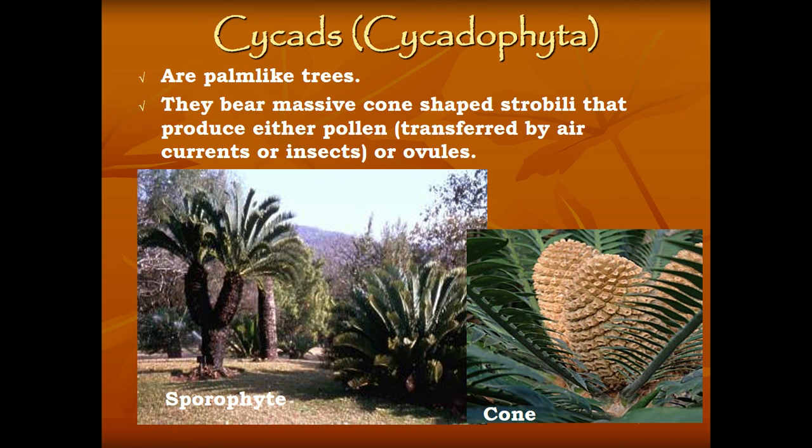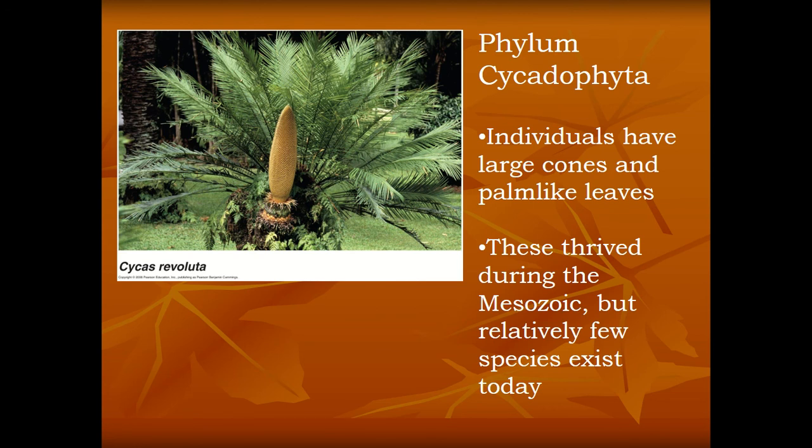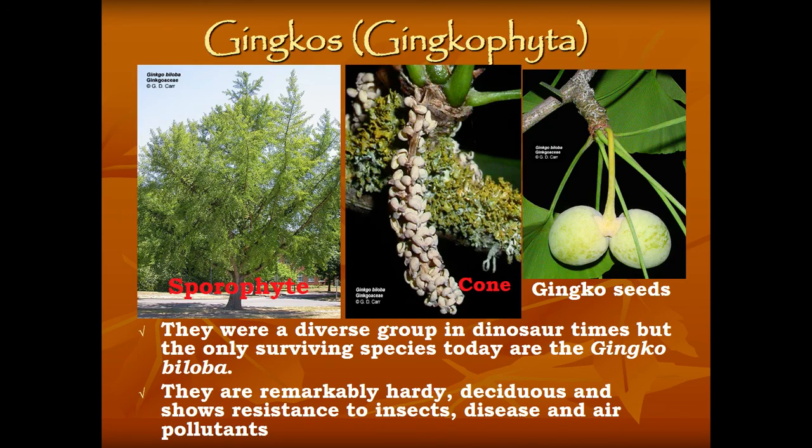Next, phylum Cycadophyta of gymnosperm. They are palm-like trees and they bear massive cone-shaped strobili, as you can see here, very big cones or strobili that produce either the pollen or the ovule. Individuals have large cones or strobili, and they are palm-like trees. They thrived during the Mesozoic, but relatively few species exist today, meaning to say they are very, very old plants.